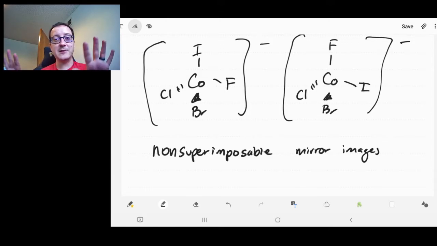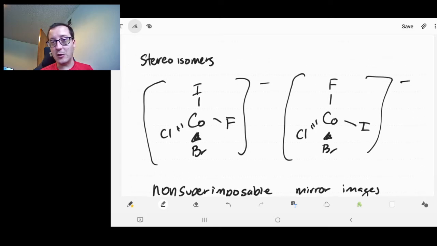So just as your hands are mirror images of each other, and you can't superimpose them, it's the same thing with certain molecules. And these would be what are called stereoisomers. We'll have an entire chapter on these in OChem. The reason being that in biological systems, especially with drugs and enzymes, typically only one of these will be able to react in the way that you want it to.